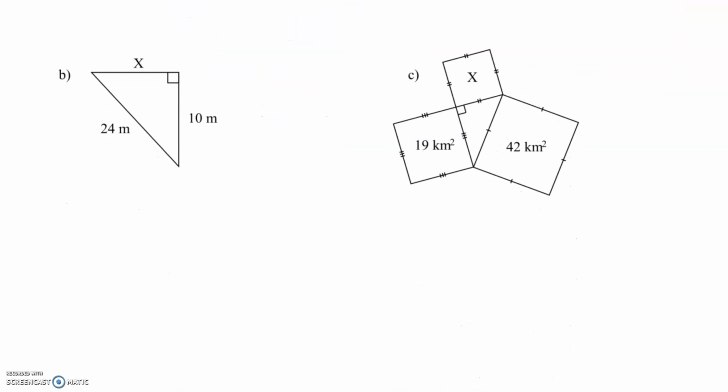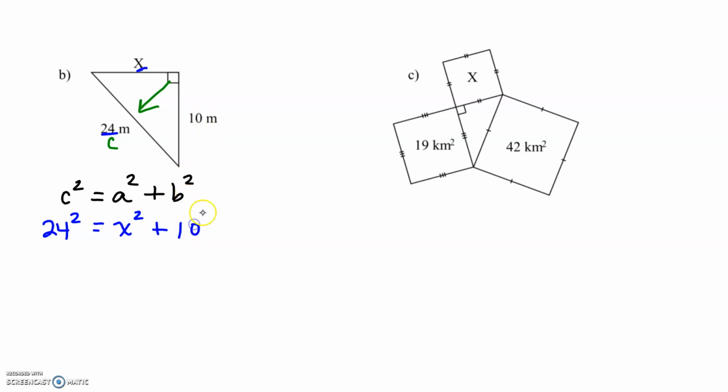So remember that first step is start at the 90 and draw an arrow, and that tells me that 24 has to be C. Next step, we're going to write our formula. C squared equals A squared plus B squared. This time when I do substitution, I have to substitute 24 in for C. So it's 24 squared. And the x is on one of the legs. So I'm going to say that the x is my A. So it's x squared plus, and then B squared is 10 squared.